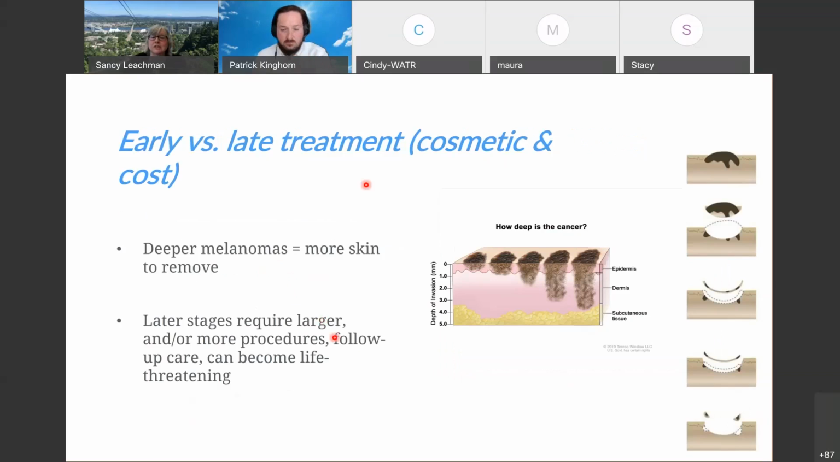So early versus late treatment. As you can see, the deeper a melanoma gets, the more access it has to those blood vessels, the more chance it has to be able to spread, and the more skin that needs to be removed. So the later stages require larger and more procedures. They may require a sentinel lymph node biopsy. They may require follow-up care, and they can definitely become life-threatening.